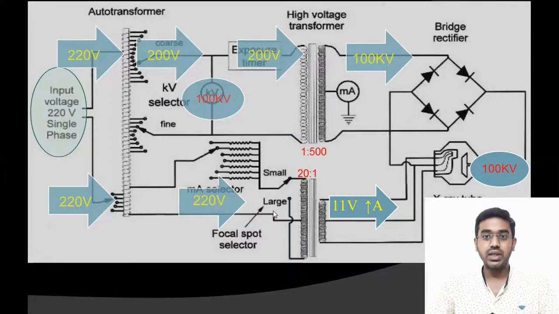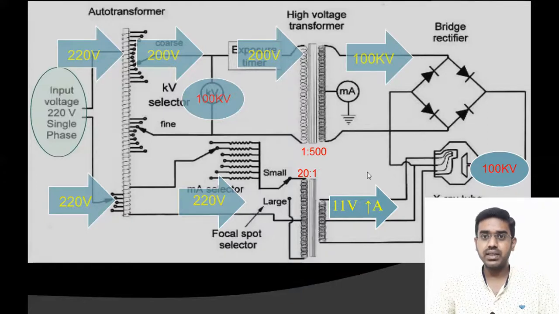This reduced voltage and increased current flows through the filament, resulting in filament heating, and thermionic emission takes place. That is, electrons will be emitted. The current that flows through the filament is called the filament current, which will be approximately 4 to 8 amperes, and the voltage will be in the range of 8 to 12 volts. This whole thing happens when we press the standby button, that is, electrons are ready at the cathode end.